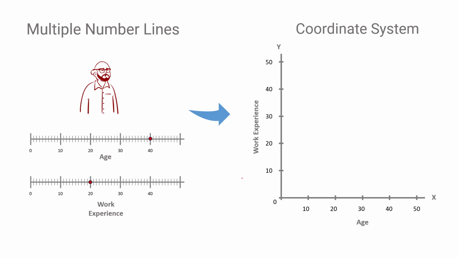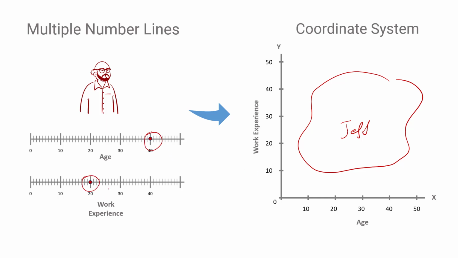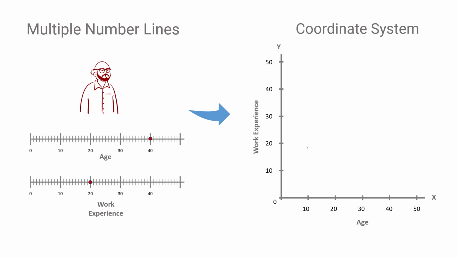Now the objective is to have a single point somewhere in this space that represents Jeff. Why? Because we had two different locations while we were using number lines. Now the problem has become to locate that single point somewhere in this space. We'll take a step-by-step approach to do so, and we'll start with the coordinate or the position of the point with respect to the age attribute.